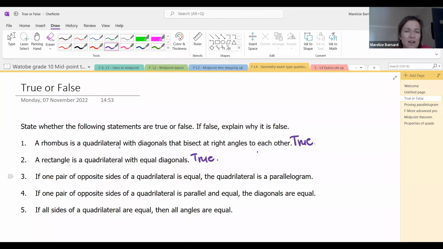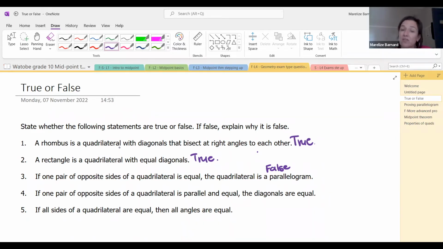If one pair of opposite sides of a quadrilateral is equal, the quadrilateral is a parallelogram. One pair of opposite sides equal. Is this true or is this false? Nelly says false. Angela says false. I agree. It is definitely false because we need one pair of opposite sides to be parallel and equal, or we need both pairs of opposite sides to be equal. Good.